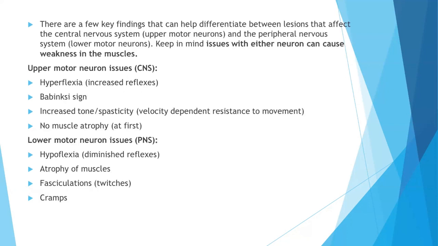There are a few key findings that can help differentiate between the lesions that affect the CNS, upper motor neurons, and the peripheral nervous system, lower motor neurons. Keep in mind, issues with either neuron can cause weakness in the muscles. Upper motor neuron issues, like CNS, can cause hyperreflexia, Babinski sign, increased tone or spasticity, and there is no muscle atrophy at first. Lower motor neuron issues can cause hyporeflexia, atrophy of muscles, fasciculations, and cramps. This is how you differentiate the upper motor neuron issues and lower motor neuron issues.